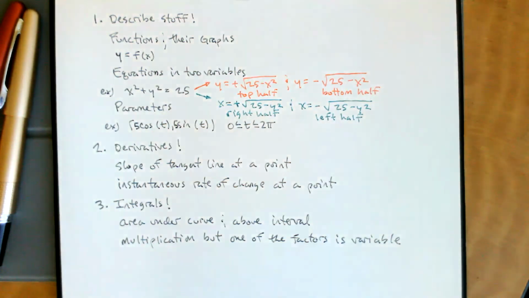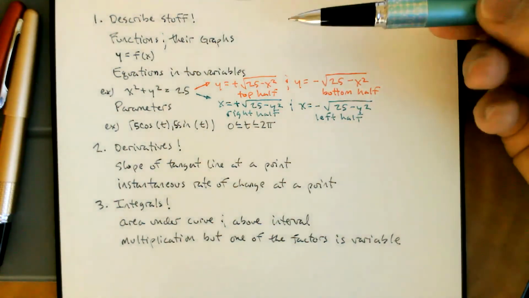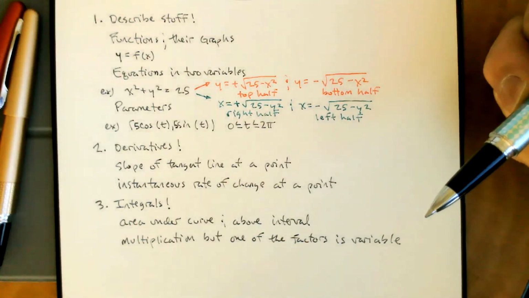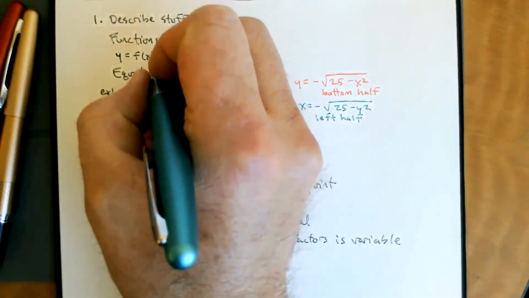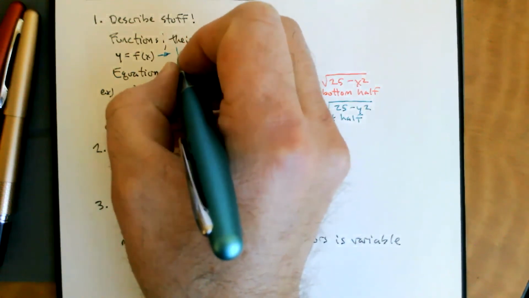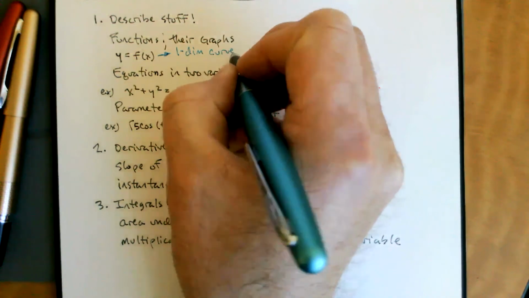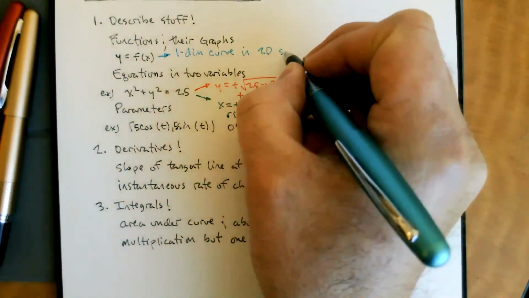And the way we did that yesterday was to say these functions in their graphs, when I write y equals a function of x, we are talking about a one-dimensional curve in two-dimensional space. So a function like this will produce a one-dimensional curve in two-dimensional space.